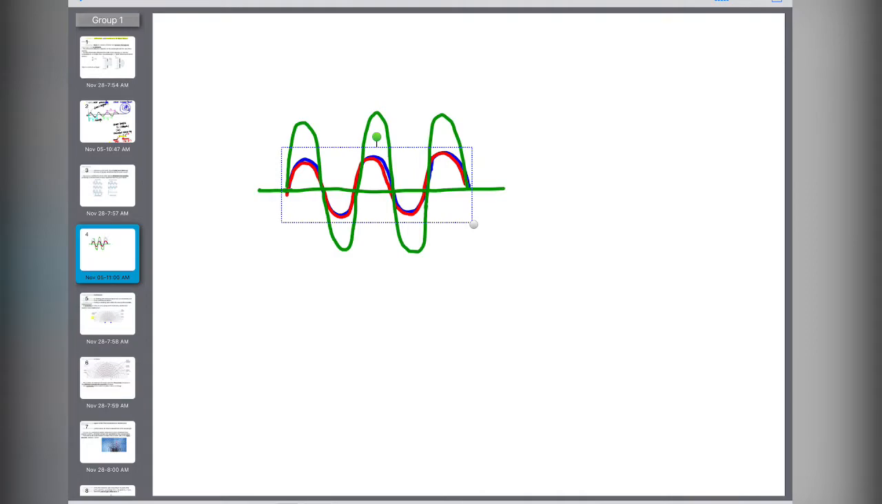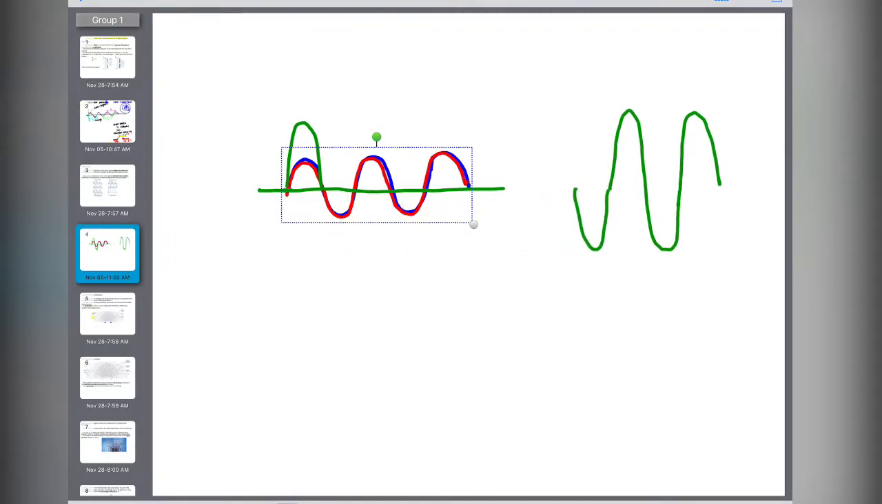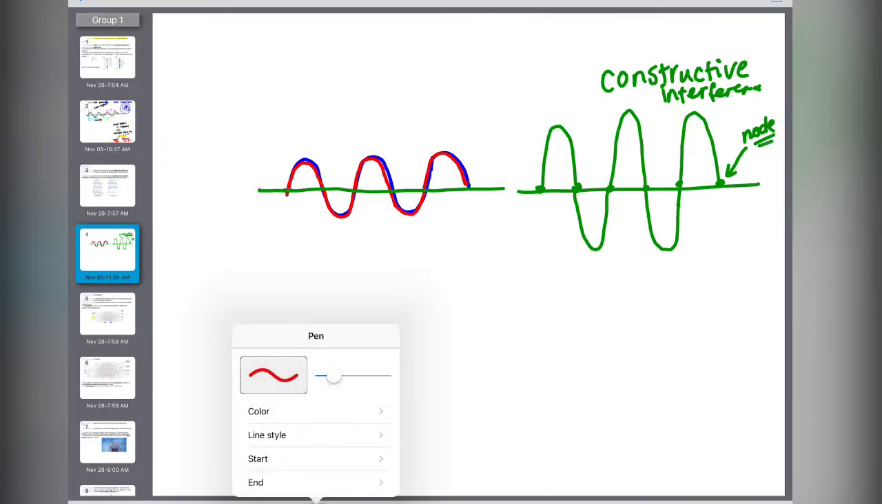In cases like this, we call this constructive interference, because they're building on top of each other. They become a bigger wave. But what you would notice is that you would still have these points where you have nothing happening. The zero points, we call them the nodes. The nodes are the zeros. All right. What happens to this wave as they keep traveling to the side?